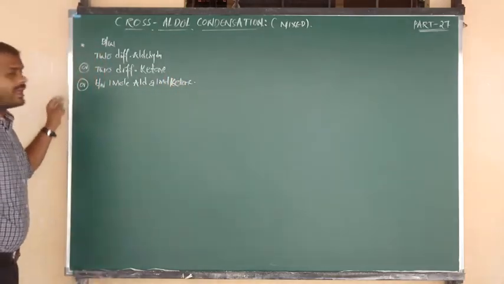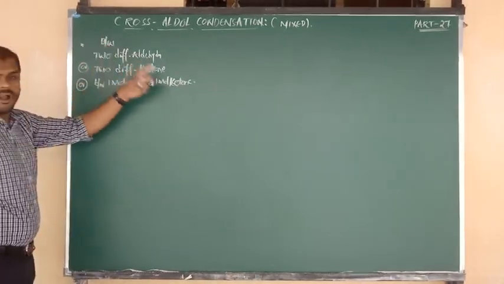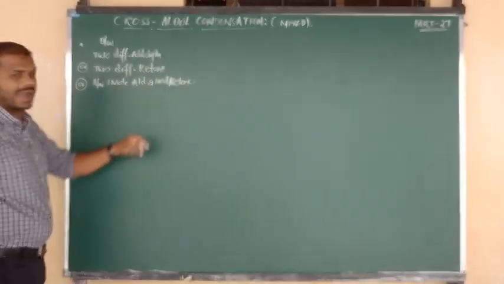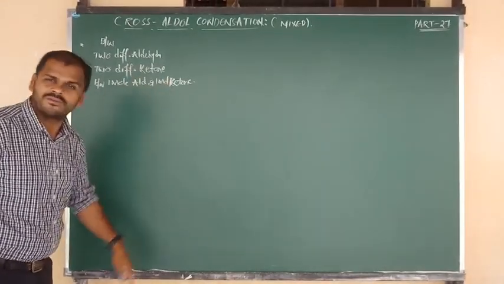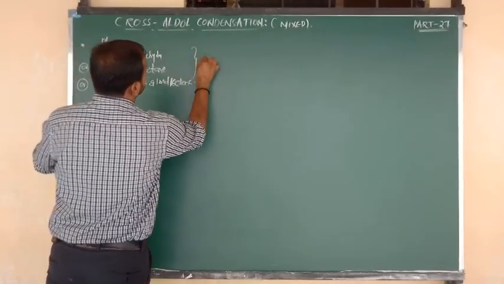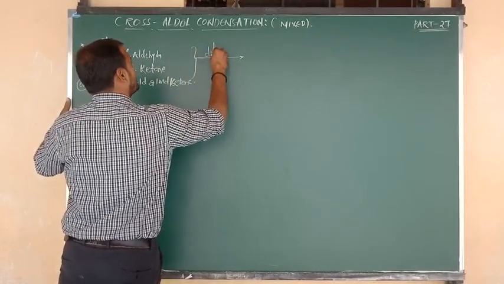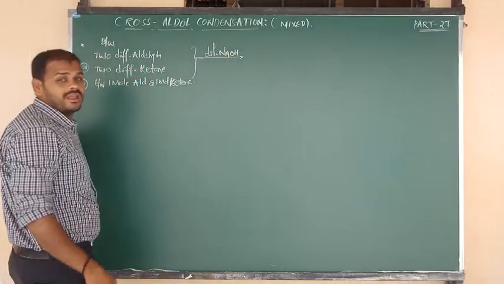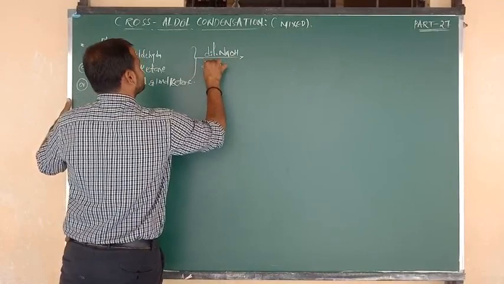So like that, in three manners we can write the cross aldol condensation. Once again, cross aldol condensation occurs between two different aldehydes or two different ketones, or between 1 mole of aldehyde and 1 mole of ketone. They undergo cross aldol condensation, again in presence of dilute NaOH, or dilute Na2CO3, or dilute barium hydroxide. Simply you can consider the dilute bases.